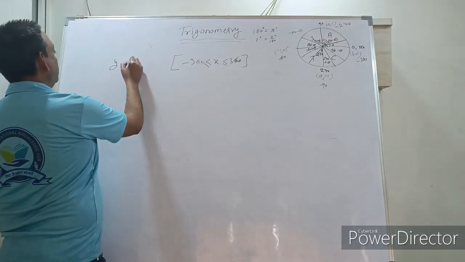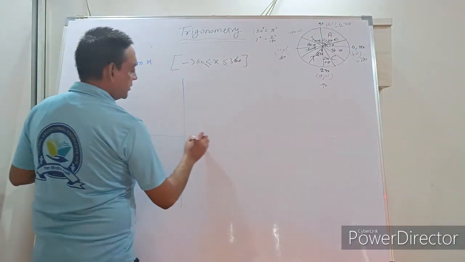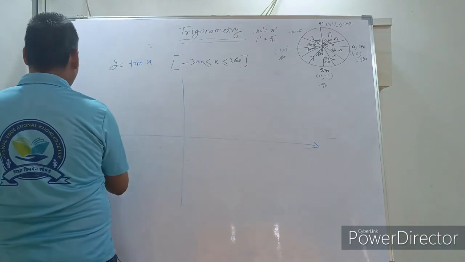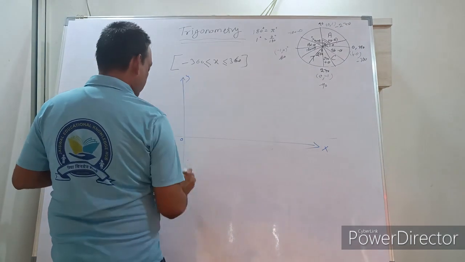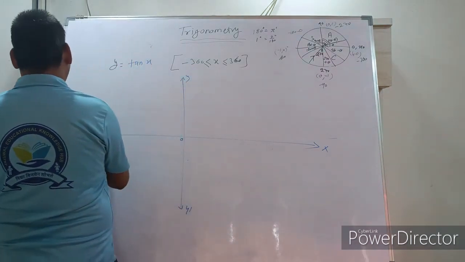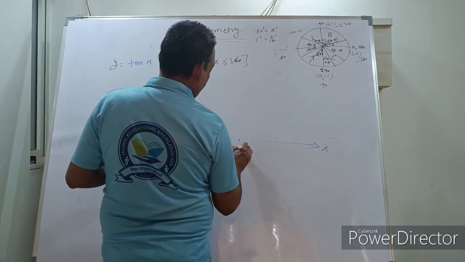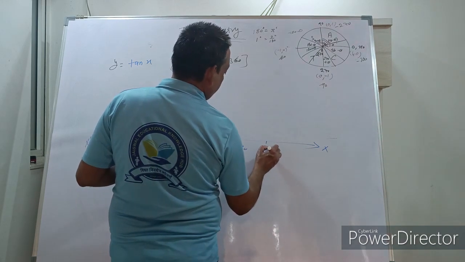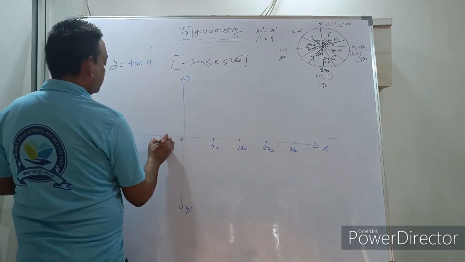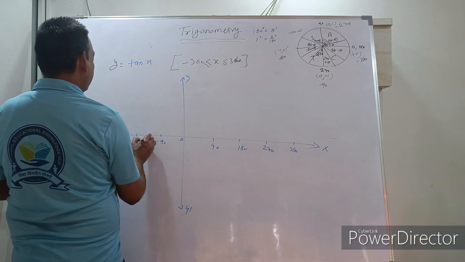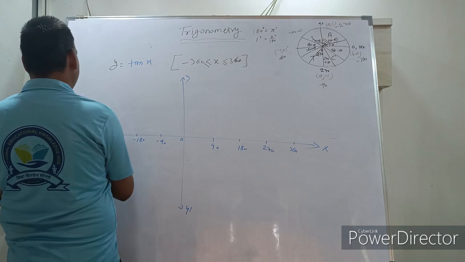Again, the first thing we have to draw is the x and the y axis. So this will be 0, this is the x axis, this is y, this is y dash, and this will be x dash. This is 0. Again we'll take 90, 180, 270 and 360. This side is minus 90, minus 180, minus 270 and minus 360.